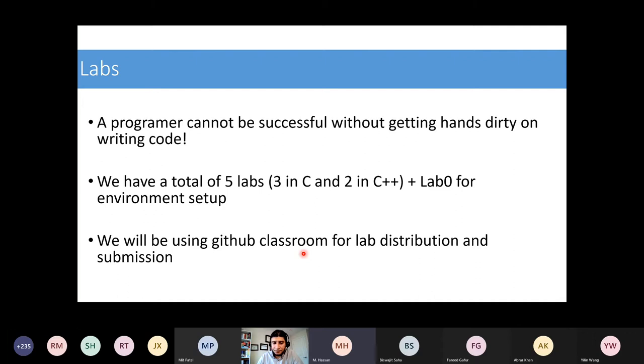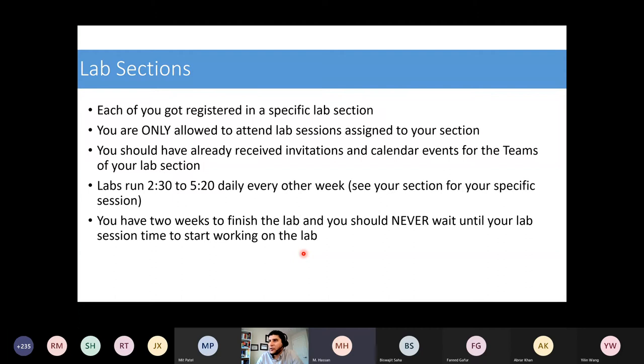So this year we have a total of 5 lab sections. Every lab basically takes 2 weeks. For example, lab zero is a special case, I will talk about this right now, but lab one takes 2 weeks. And then we have the lab session itself in the second week of these 2 weeks, right? So the lab sessions run every other week. So we have a week where we don't have any lab session, and then a week we have all the lab sessions, Monday to Friday, 2:30 to 5:30.